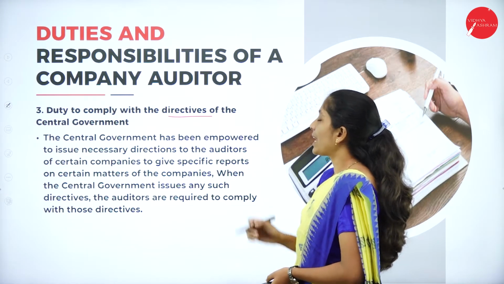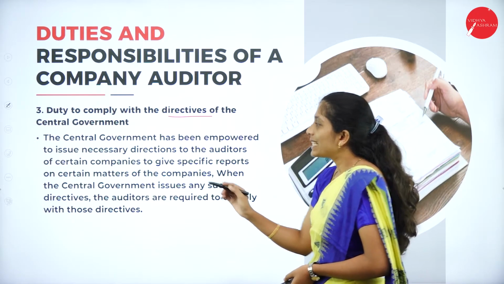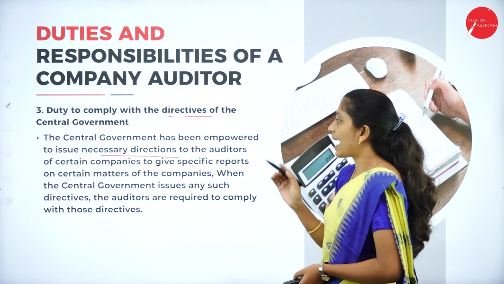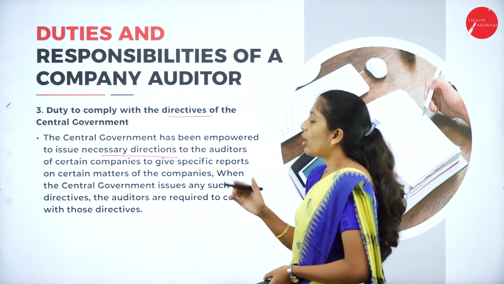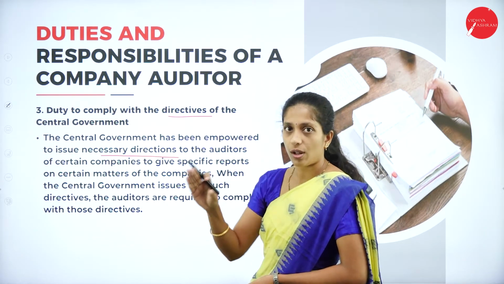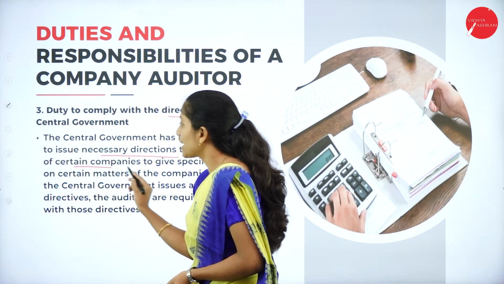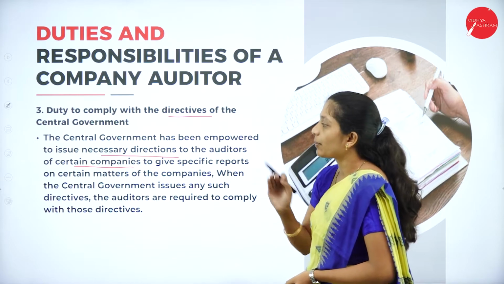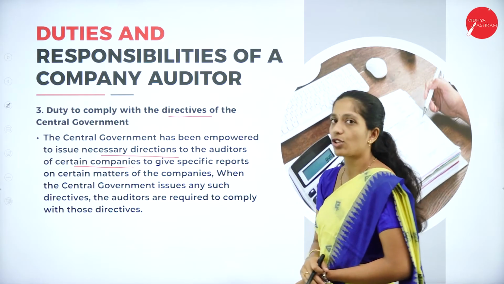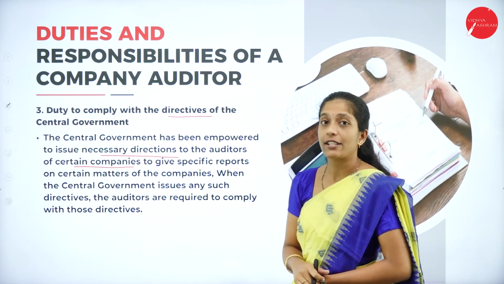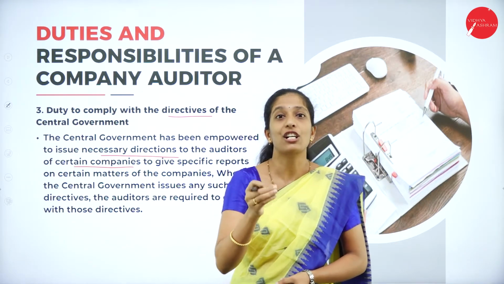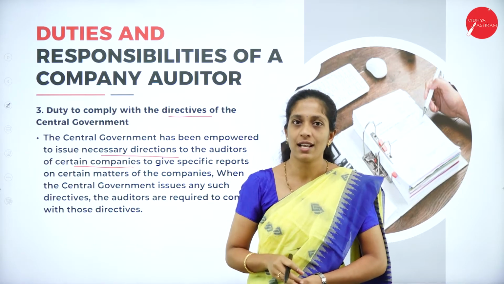The central government has been empowered to issue necessary directions. Here the central government will give necessary directions to the auditors of certain companies, not all companies. For certain companies, the central government may give directions to give a specific report on certain matters of the company. So the central government itself will give directions to the auditor to submit certain reports of the company.